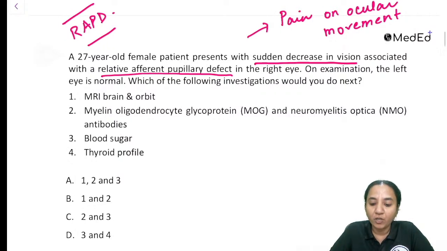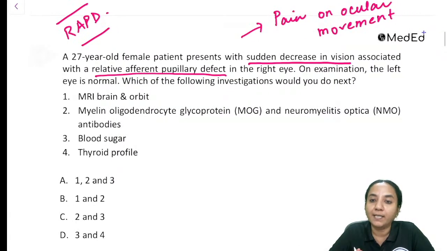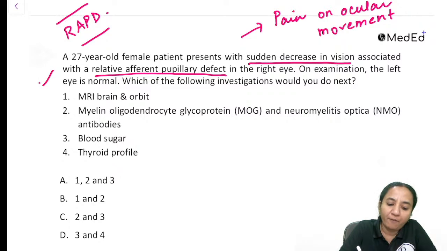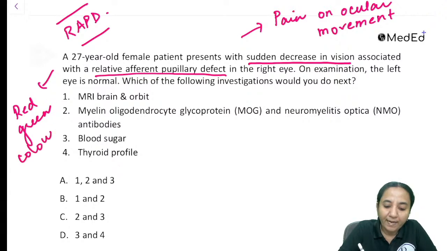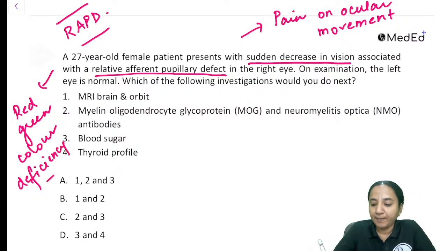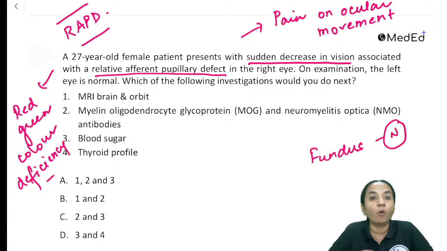On examination, apart from RAPD, which suggests an involvement of the optic nerve, now because there is RAPD, we know it's an involvement of the optic nerve, they should have mentioned that there is a red-green color deficiency. And they should have mentioned that the fundus is normal. If these things are mentioned, the question would be far more complete.